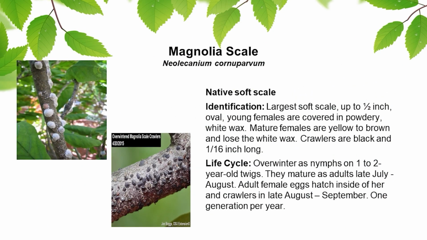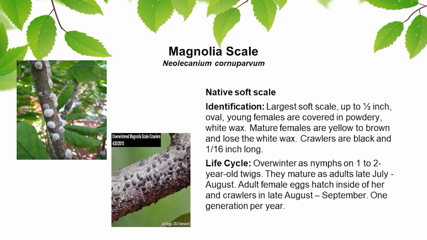Magnolia scale. Magnolia scale is a soft scale that is native to the United States. Magnolia scale is one of the largest scale insects in the United States. Adult females are up to 1/2 of an inch long, convex with an oval shape. The young females are pinkish-orange and covered in a powdery white wax. Mature females are yellow to brown in color.